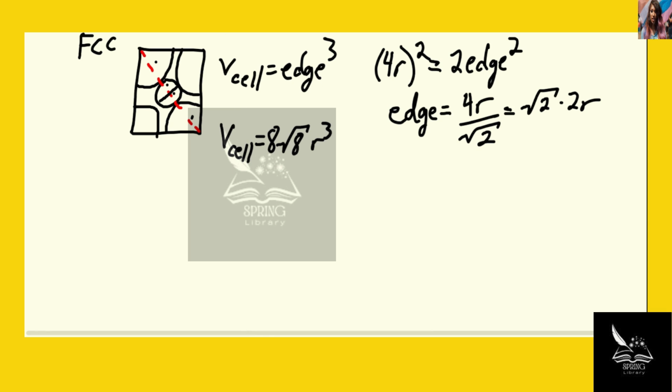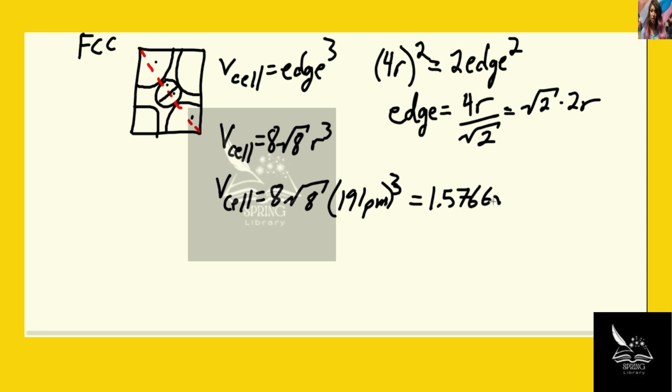And let's go ahead and run this math using our given radius, which is 191 picometers. So V cell equals 8 root 8 times 191 picometers cubed. And that is equal to 1.5766 times 10 to the 8 picometers cubed per cell, because this is a single cell that we are considering.